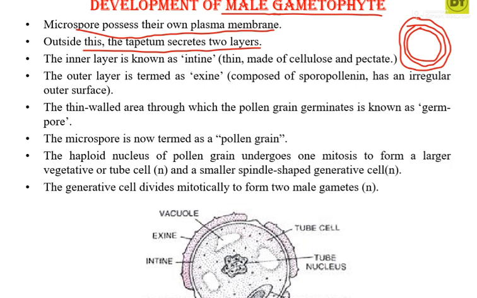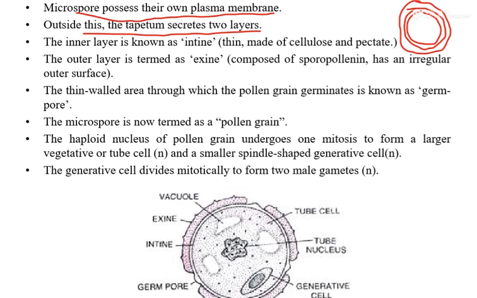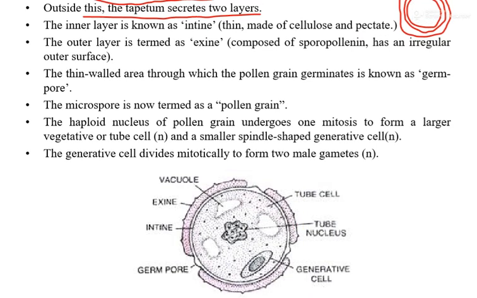The diagram is given below. The inner layer is known as intine. Okay, this is the diagram. You see, this is the microspore. Two layers are developed. The inner one is known as intine. What is the characteristics of this layer? It is thin, and made up of cellulose and pectate or pectin.